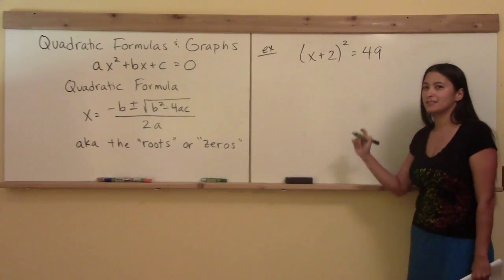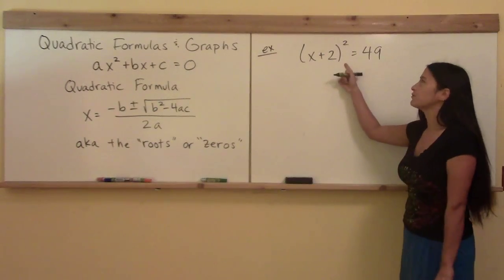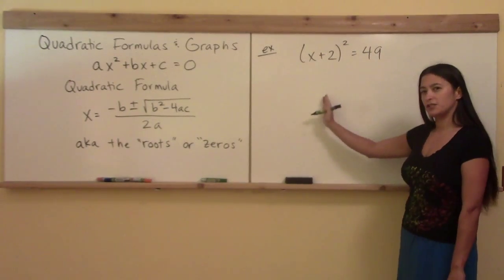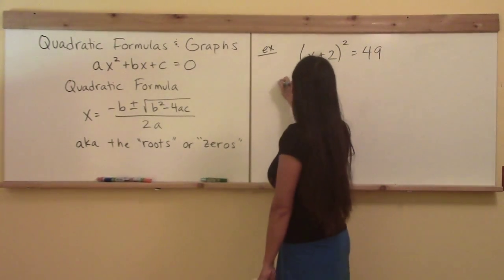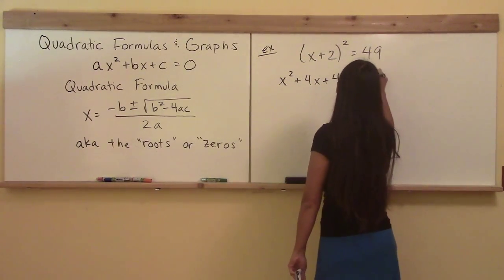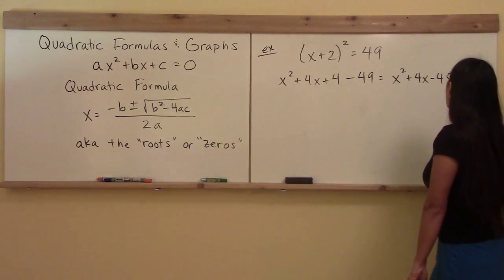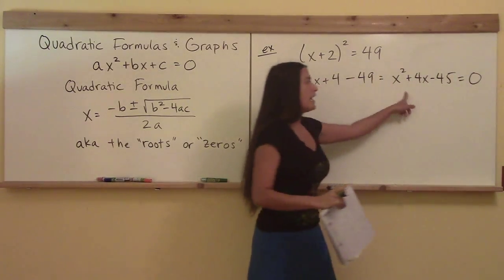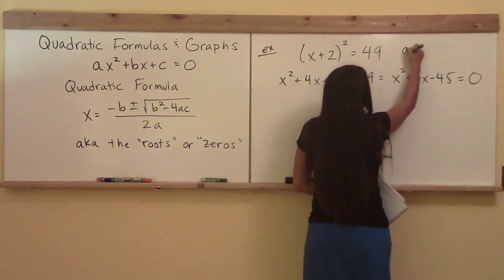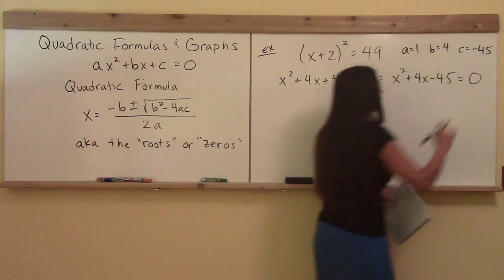Okay, so you might have noticed this is not in the correct format yet, even though there's a square over here. You can't even just bring the 49 over. You're going to have to FOIL this out so that you can see what's the square term, linear term, and constant term. So the first thing you got to do is x squared plus 4x plus 4. And then you also want to subtract the 49 over there. So you get x squared plus 4x minus 45 equals 0. And that's the form that you want to use. Okay, so then we'll just pick out the a, b, c. a is 1, b is 4, c is minus 45.